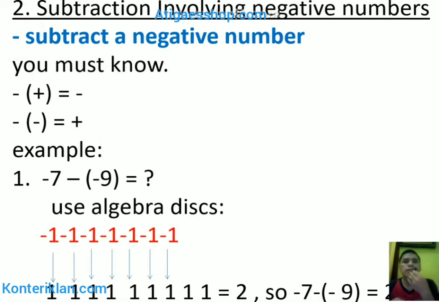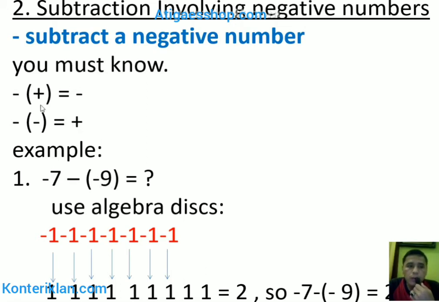Subtract a negative number. Before that, you must know: if the negative sign meeting the bracket is positive, the result should be negative. If the negative meeting the bracket is negative as well, the result should be positive. The example: negative 7 subtract, in the bracket, negative 9.